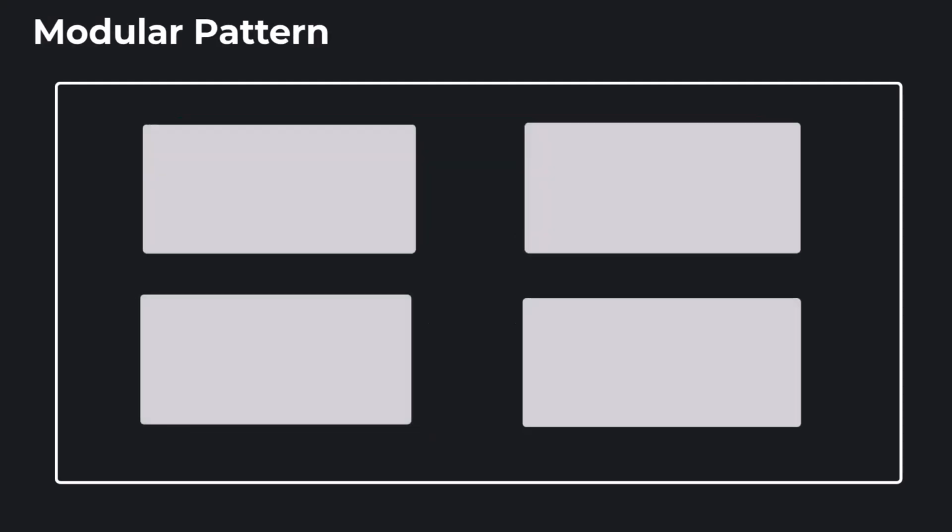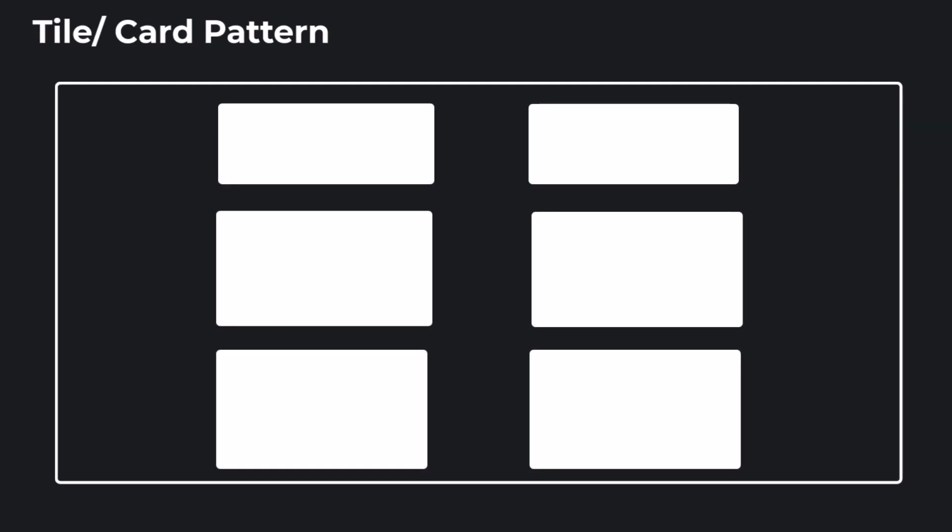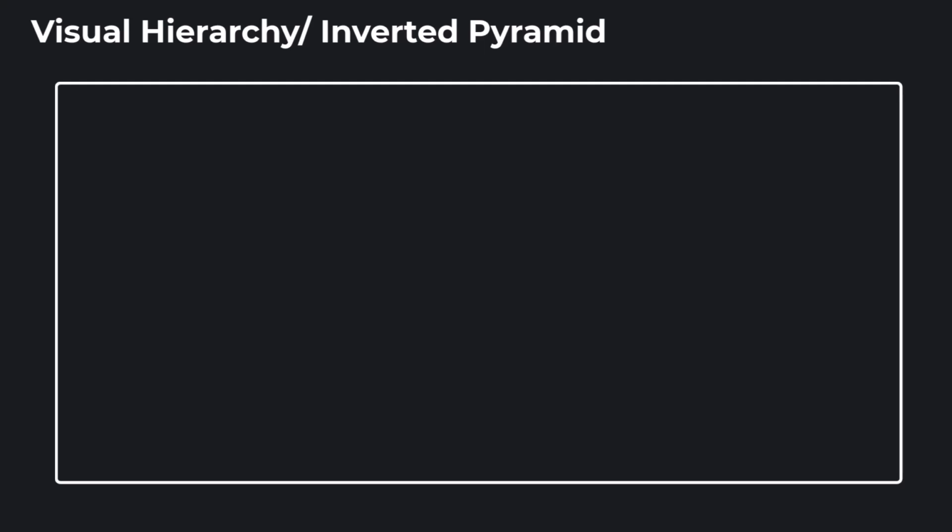Another way to design dashboards is to use a modular layout that divides the dashboard into uniform blocks or sections, with each section displaying a specific data set. And in case that's not enough, a more unconventional dashboard design is the tile card pattern that organizes each section as a distinct card, think rectangle, which contains and highlights specific numbers or data points. Not done yet. Next up is the visual hierarchy or inverted pyramid layout.